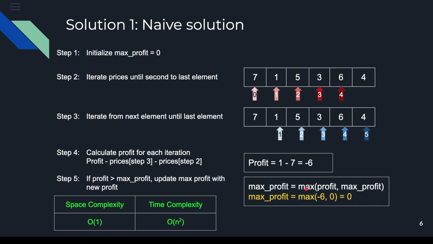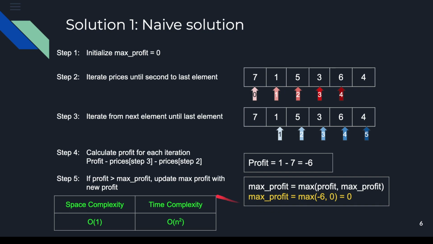If we compare it with the maximum profit that was already assigned the value 0, then minus 6 is less than 0. So 0 is the maximum value that you can get here, and the maximum profit stays unchanged.